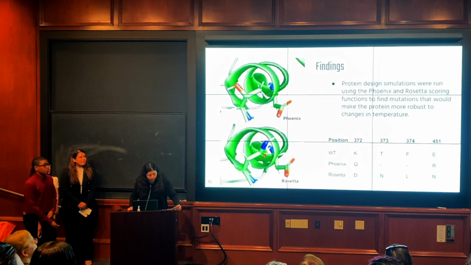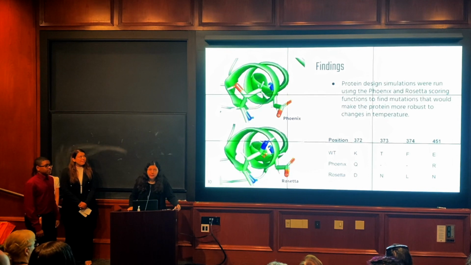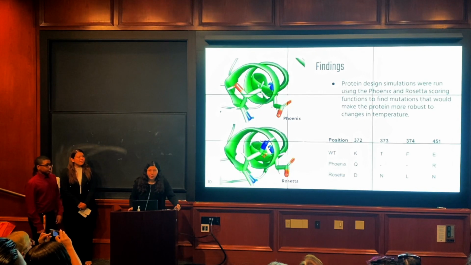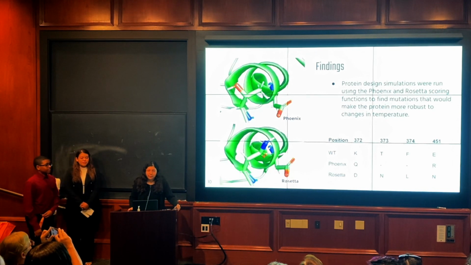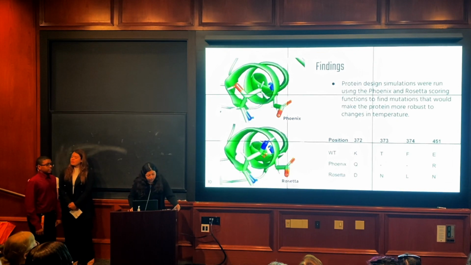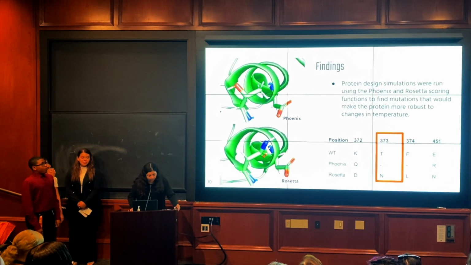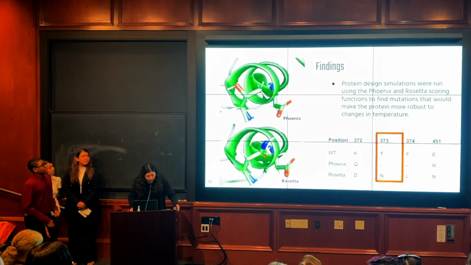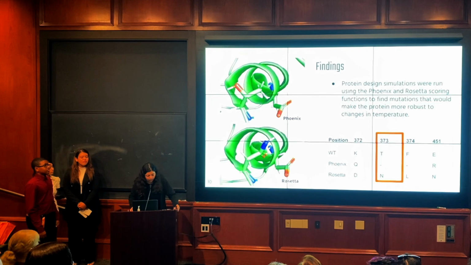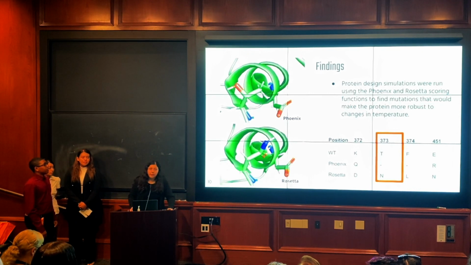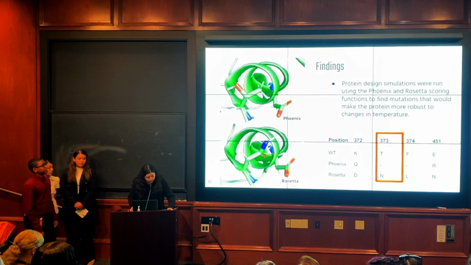Several mutations were proposed from the simulations that were run. To emphasize one interesting result that showcases a probable helix-capping interaction, I wanted to talk about the mutations at position 373. The sidechain of threonine at position 373 is not long enough to establish a hydrogen bond with the aspartate residue at position 376 in the starting protein.